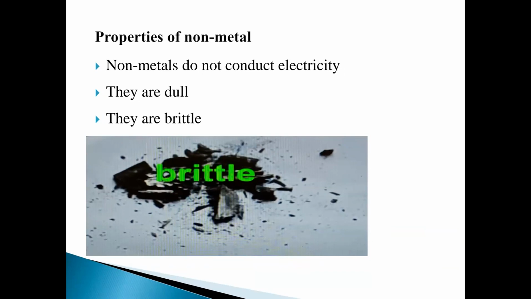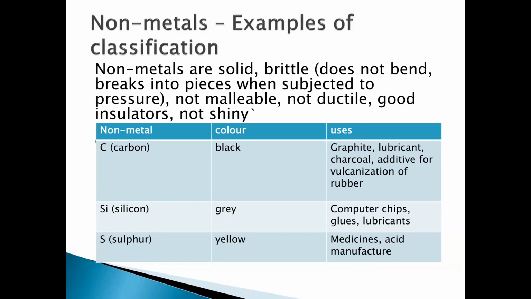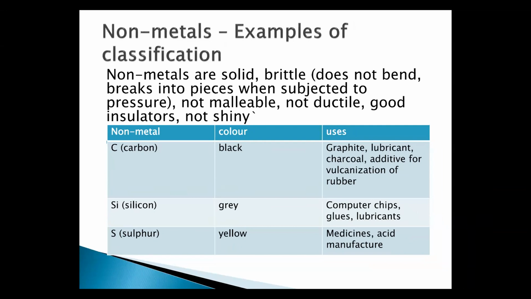Those are the properties of non-metals. And then here are non-metals, examples and classifications. There's carbon. But carbon is a different kind of classification because it becomes two things. Let's talk about this one in detail. Let me put my marker on and try to write. This one is split into two. It's split into graphite and diamond.